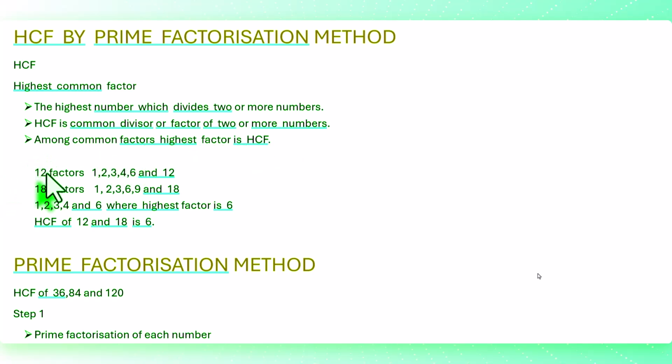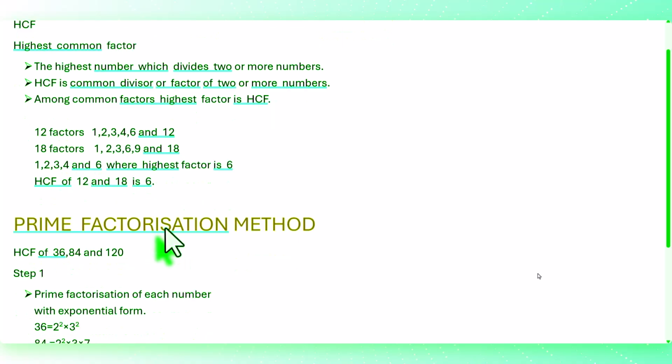Here consider two numbers 12 and 18. Factors of 12: 1, 2, 3, 4, 6 and 12. Factors of 18: 1, 2, 3, 6, 9 and 18. Here 1, 2, 3 and 6 are common factors. But the highest factor is 6, so the highest common factor of 12 and 18 is 6.